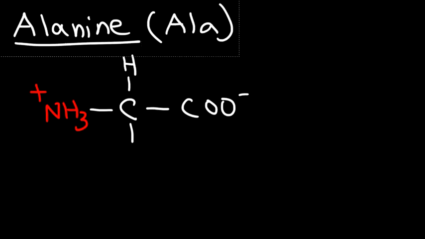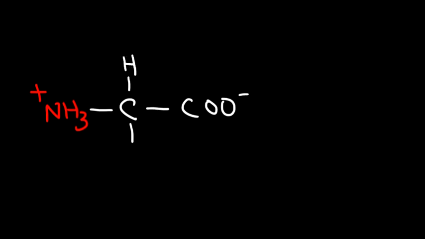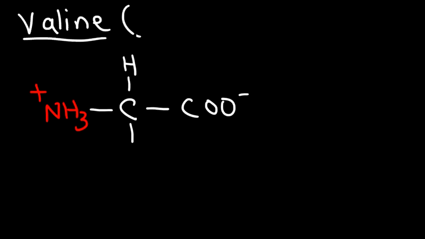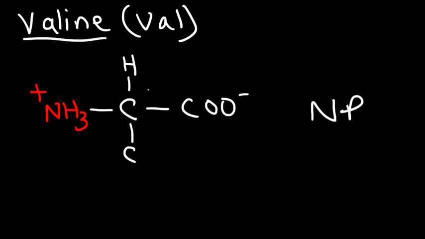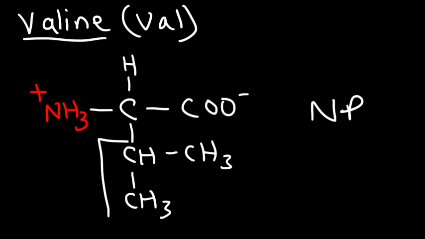And so the next one we're going to talk about is valine, abbreviation VAL. Now for valine, it too is a nonpolar amino acid. Attached to this chiral carbon atom, it has 4 different groups. There's going to be a CH group, which is attached to 2 methyl groups. And so this is another nonpolar amino acid. It has a nonpolar side chain. And so that's the structure for valine.